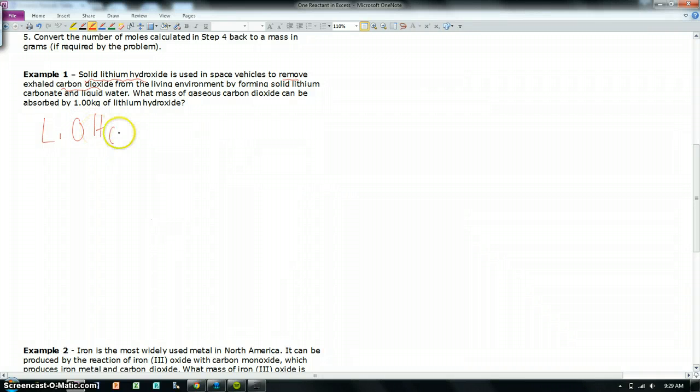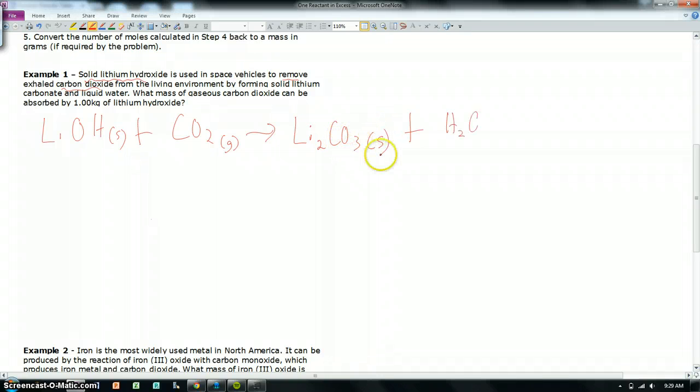Lithium hydroxide solid plus CO2 gas produces lithium carbonate solid and liquid water. Okay, now we need to balance this. Got 2 here, and I have 4 and 4. 2 and 2. So now I have a nice balanced equation.